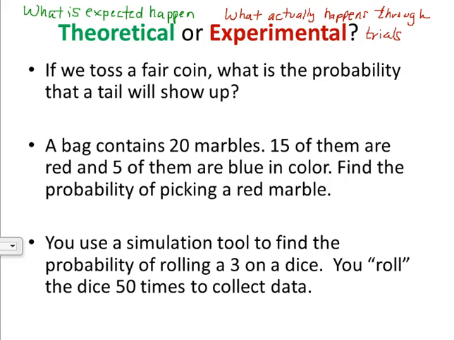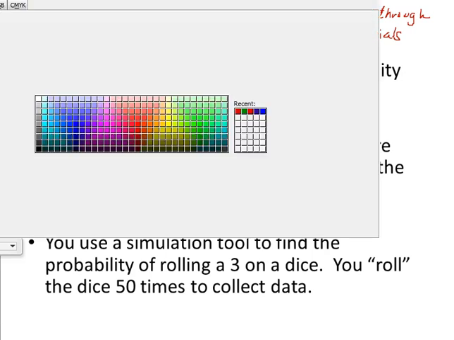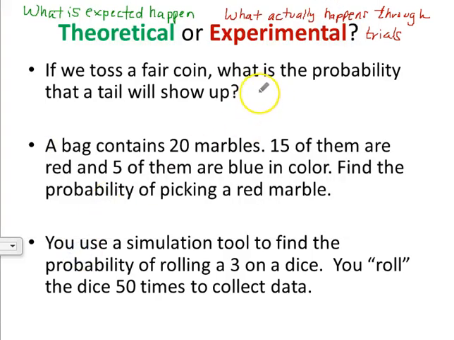It didn't say anything about actually doing that or tossing it. It just said, what do we expect to show up? So that is going to be based on theoretical data. So what is expected to happen? That would be theoretical probability. So now let's look at the second one. A bag contains 20 marbles. 15 of them are red, 5 of them are blue in color. Find the probability of picking a red marble. So again, we would base this probability on what we expect to happen. So this would be theoretical.